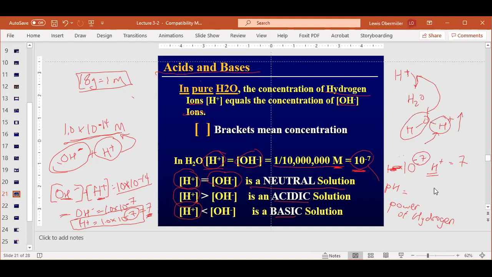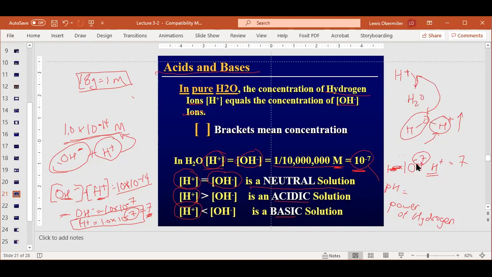Well, more hydrogen. Does it get smaller? If I add stuff, if I give you extra money, does your wallet get smaller or bigger? It gets bigger. Okay, so then this number would get bigger.